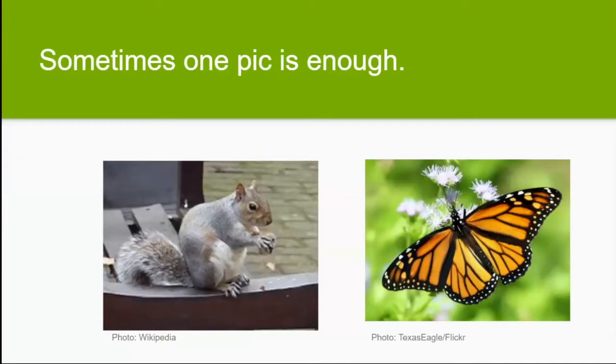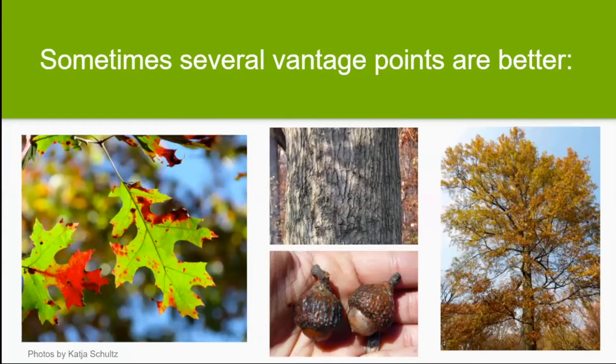So for some really characteristic species that have a certain look all the time and are easy to recognize, sometimes one picture is enough. But there are many times when several pictures are even better and give you a better chance of getting an accurate species identification.